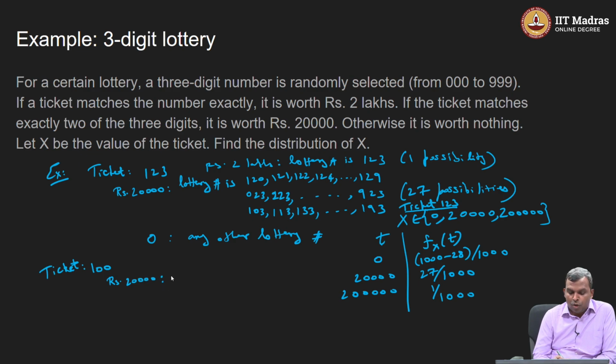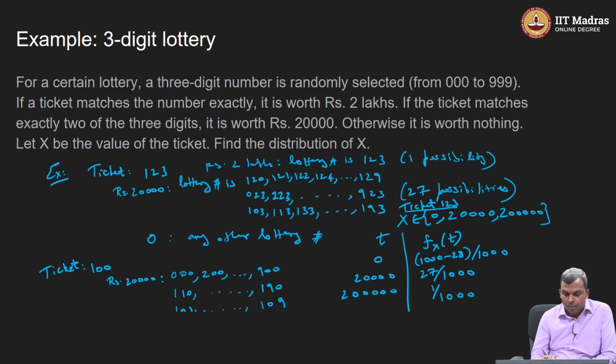You will need a different kind of lottery number, right. So, you will have 0, 0, 0, 2, 0, 0 all the way till 9, 0, 0, and then you will have 1, 1, 0 all the way till 1, 9, 0, and 1, 0, 1 all the way to 1, 0, 9. Okay. So, in this case also you see 27 is okay, isn't it? So, 2 lakhs is one possibility. So, it does not really matter what your ticket is, right.